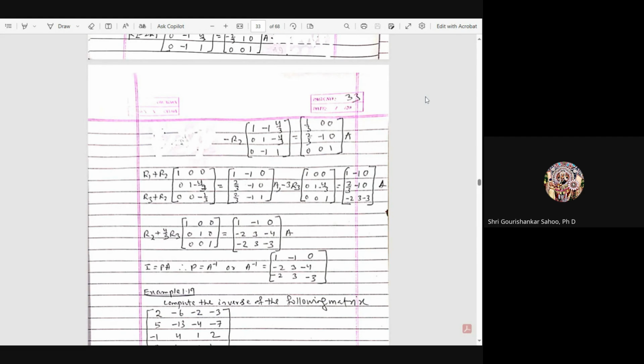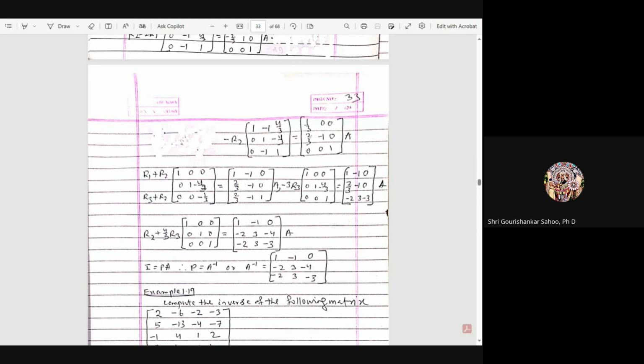Then you write minus R2. Then R1 plus R2, and in the third column R3 plus R2. Then minus 3 R3 in the second row. Then R2 plus 4/3 R3 in the second row. So you have [1 0 0; 0 1 0; 0 0 1] is equal to [1 -1 0; -2 3 -4; -2 3 -3] A.